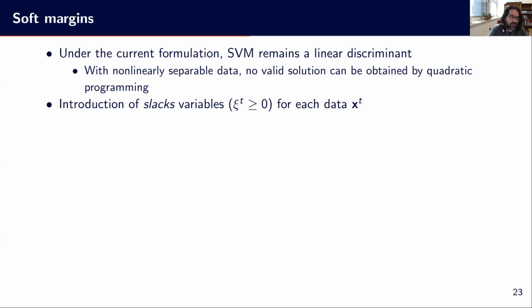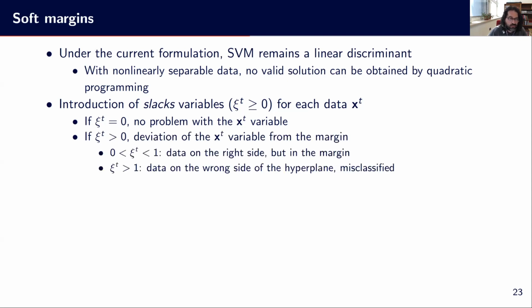So to relax the problem and to make it solvable, even though we are dealing with non-linearly separable data, we are introducing slack variables. These slack variables are in fact a ξ value, which is positive or 0 for each data point xt. If we have a ξt equal to 0, there's no problem with the xt variable. It is correctly classified. It is not in the margin. If we have a ξ that is higher than 0, we are deviating. We have a deviation of the xt variable from the margin.